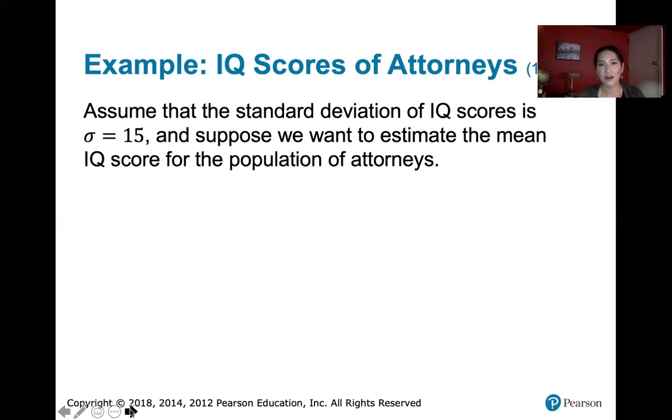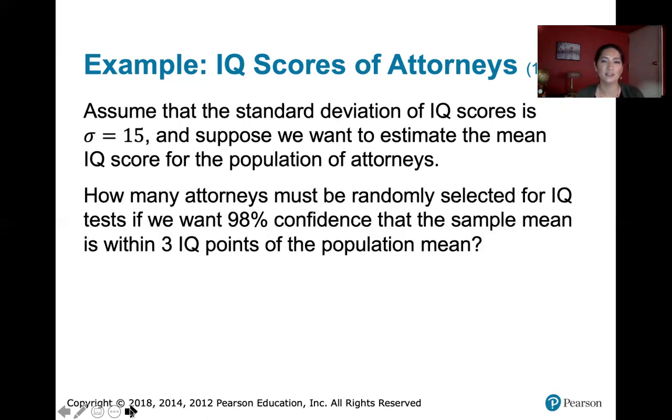So that means our estimate here is going to be a conservative estimate, and we might not even need as many values as we're going to come up with because our standard deviation is a little bit high. It's a little bit of an overestimate. Okay, so with that in mind, the question says, how many attorneys must be randomly selected for IQ tests if we want 98% confidence that the sample mean that we find is within 3 IQ points of the population mean?